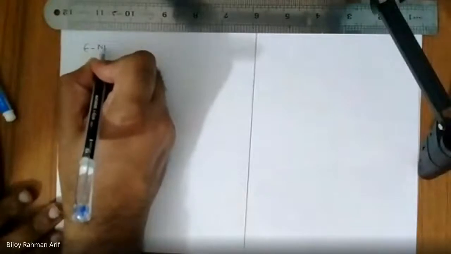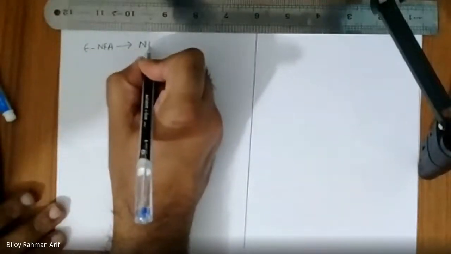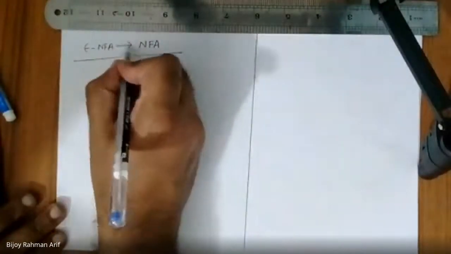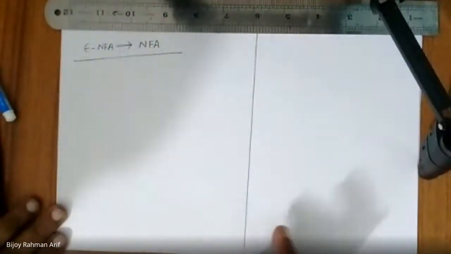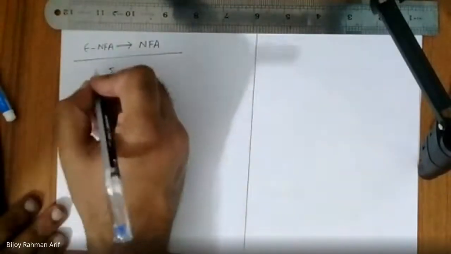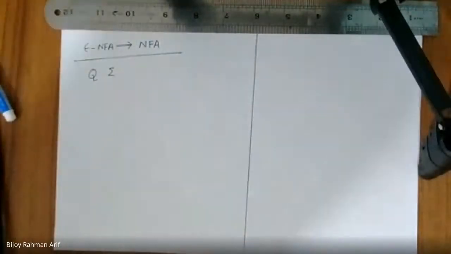Epsilon NFA to NFA. This is my conversion. So this is my sigma. Now, this is my state. Now tell me, what would be the strategy? What would be my strategy? Come on.